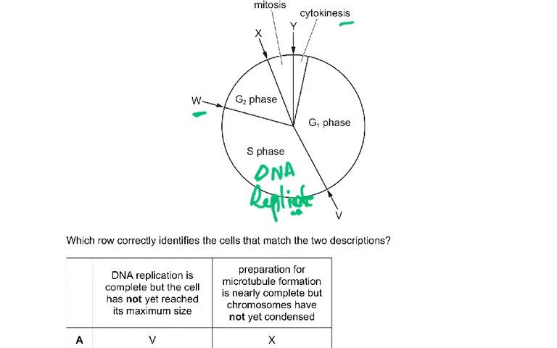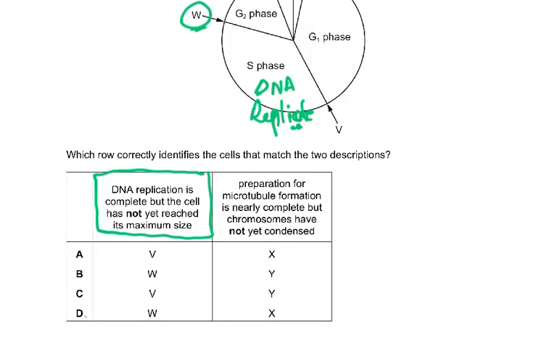Now the first description is very interesting. DNA replication is complete, but the cell has not yet reached its maximum size. So that means this has to be W. Now where is W? W is here and here. But then let's look at this other one. Preparation for microtubule formation is nearly complete, but chromosomes have not condensed.